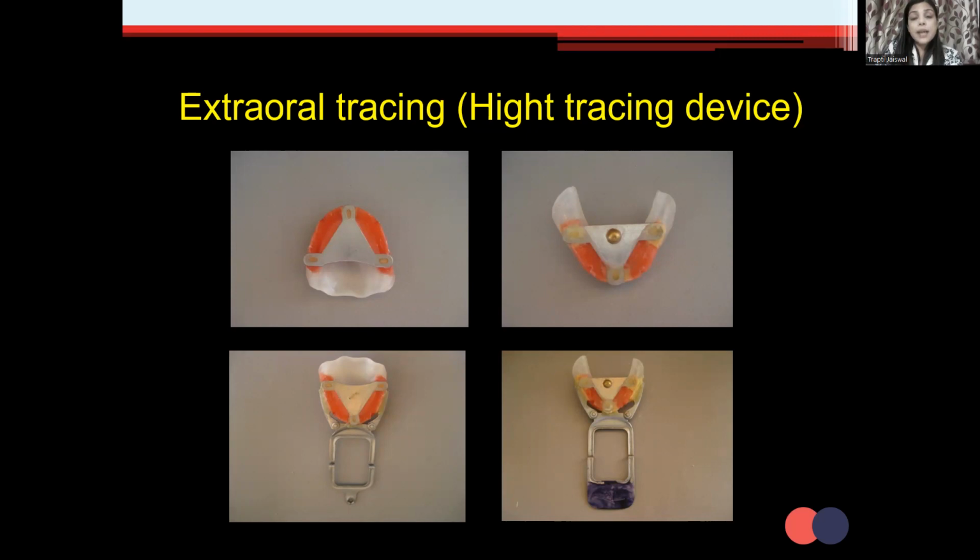So this is also known as Hight tracing device because it was given by the scientist Hight. But the disadvantage of the extraoral tracing assembly is that the styli and the pointer are attached and the plate is attached outside the patient's mouth, so they're away from the TMJ. So that can affect the centric relation recording because the closer to the TMJ, the more precise the recording will be. So intraoral tracers have this advantage over the extraoral tracing.